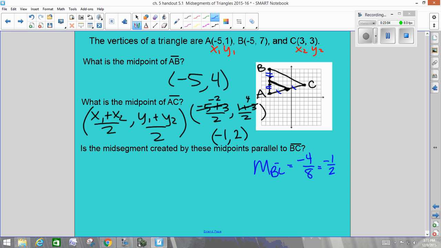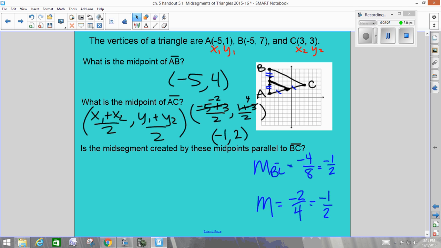-1/2, right? And then to find the slope of my new mid-segment here, I go down 1, 2, and I go right 4. What's -2 over 4 become? Negative, right? Because I went down. So are those lines parallel? Yeah. So we backed up our reasoning with our slopes.